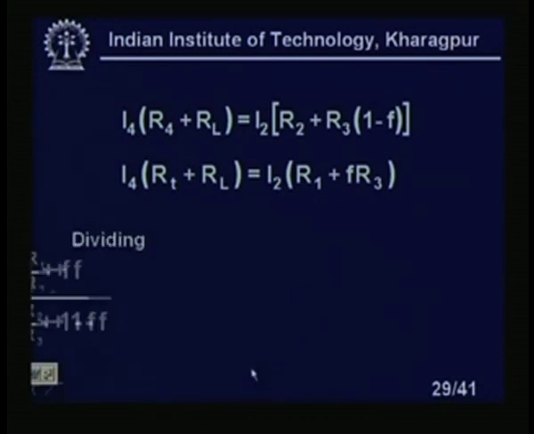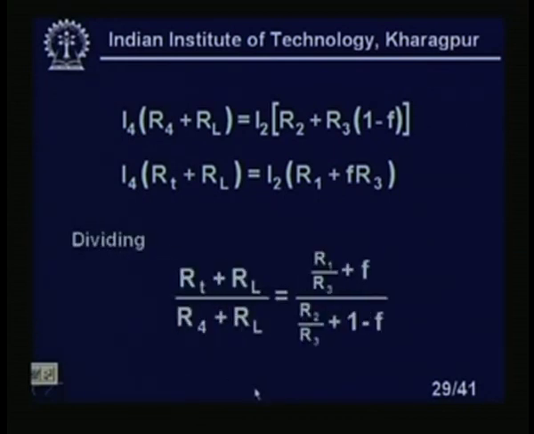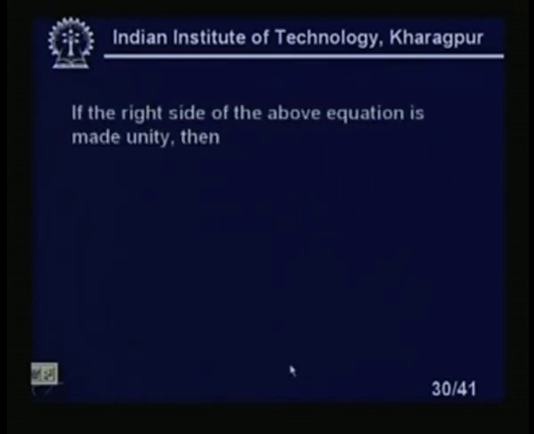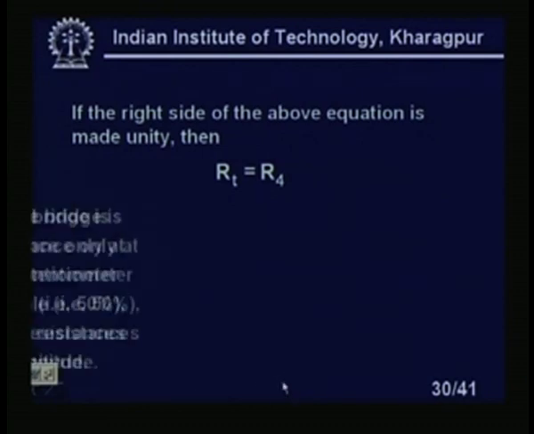If I take the ratios, (RT + RL) over (R4 + RL) equals, if I divide the right-hand side by R3, R1 by R3 over R2 by R3 (1 - F). If the right side of the above equation is made unity, then I will get RT equal to R4.